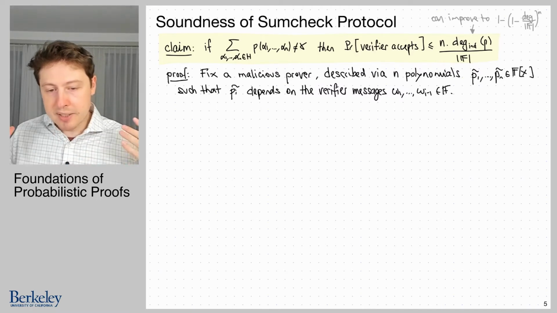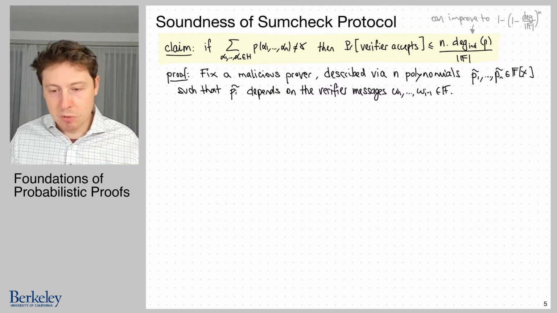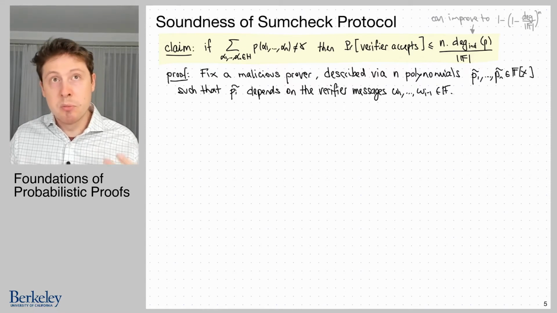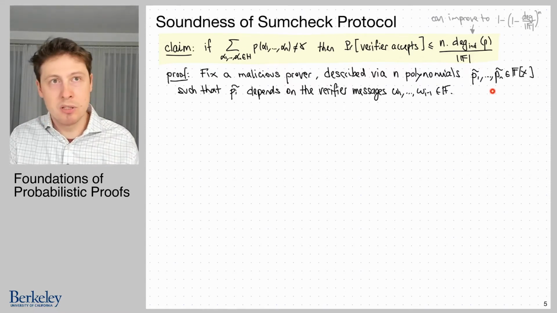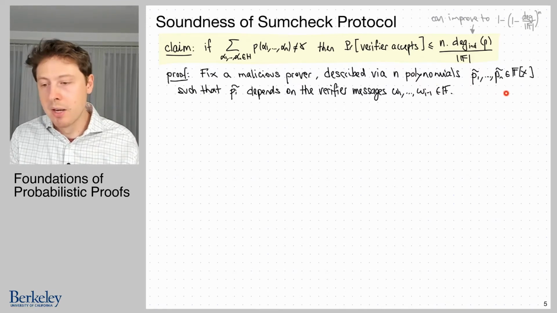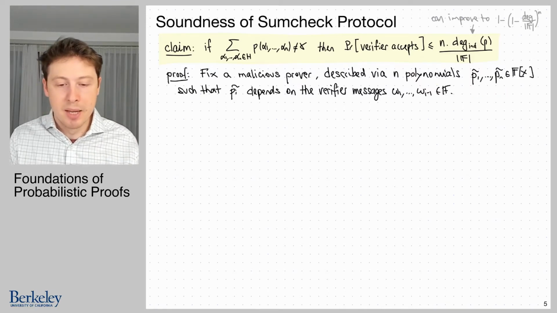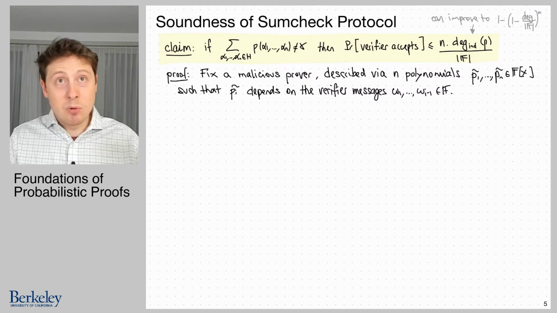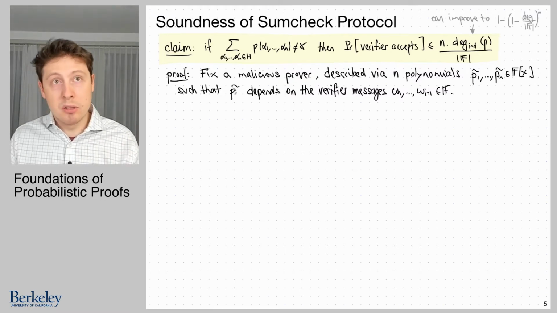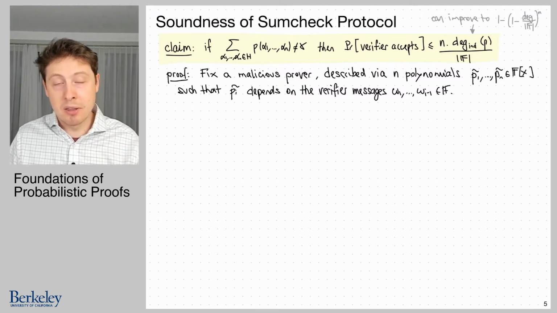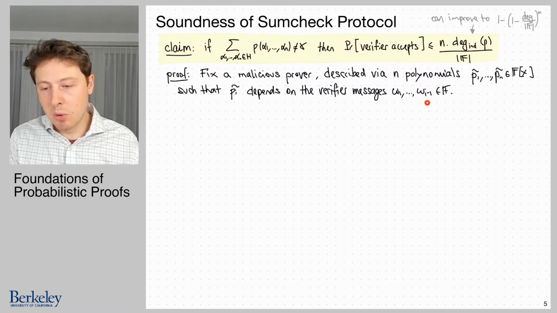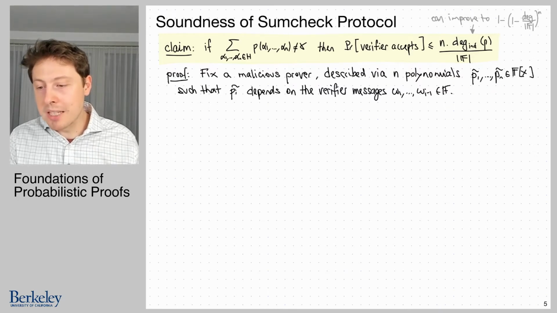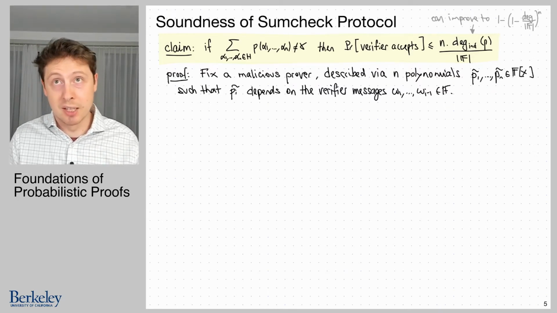So first we have to fix a malicious prover, right? What does fixing a malicious prover mean? In this case, the prover moves n times, okay? So it means that there are n univariate polynomials that we have to talk about. I'll call them p1 tilde through pn tilde. Now, as we go through the protocol, later polynomials can arbitrarily depend on earlier randomness. In particular, pi tilde can depend on the verifier messages w1 through wi-1. So really, these are polynomials that are chosen as functions of the randomness seen so far, okay?